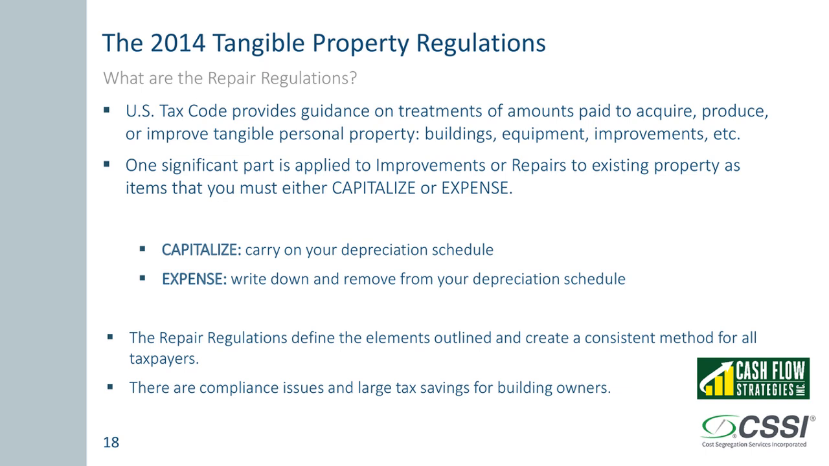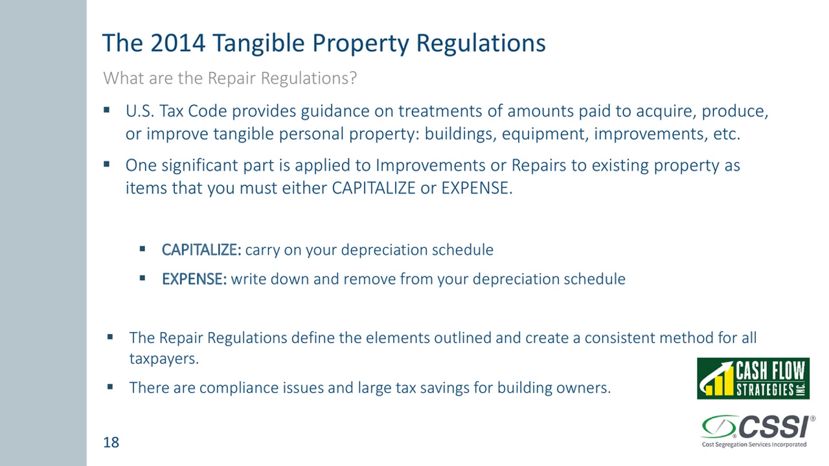The 2014 tangible property regulations were put into the tax code in 2014, and it redid the way that improvements or repairs are looked at, and how they calculate whether they capitalize the item and have to carry it on the depreciation schedule or expense it. There's a consistent method, but they have to know the building system valuations in order to do it. And there are some serious compliance issues and some rather huge tax savings available for building owners.